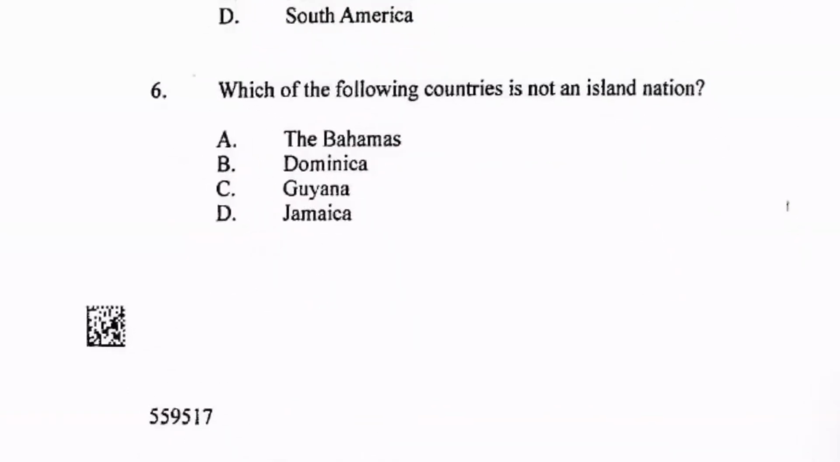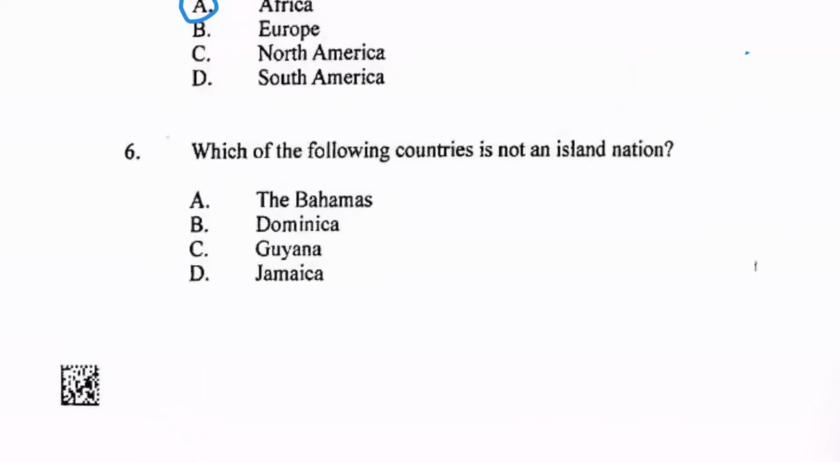Number 6, which of the following countries is not an island nation? A, the Bahamas, B, Dominica, C, Guyana, or D, Jamaica? I'm getting B, C, D. Some people say Dominica, some saying Guyana, someone saying Jamaica. Okay, so an island nation. They're simply asking which country is not an island.